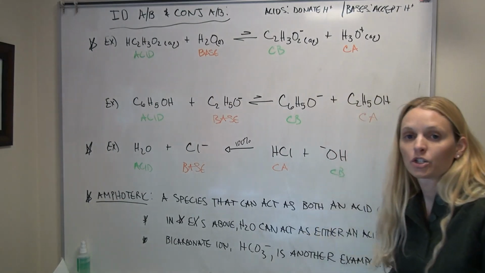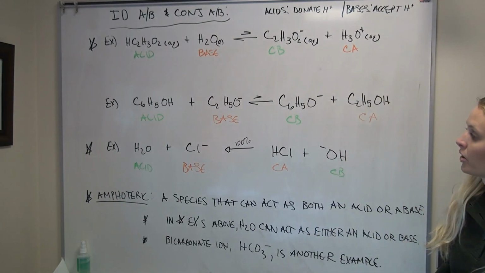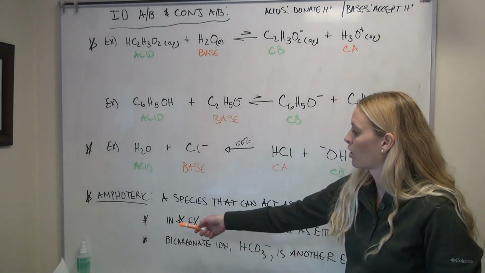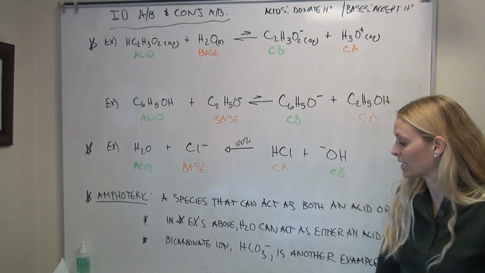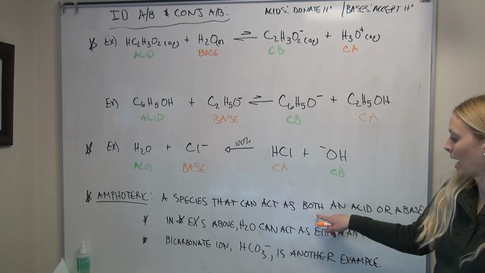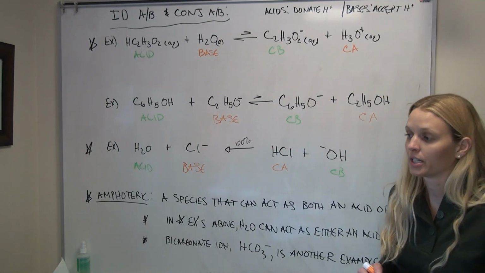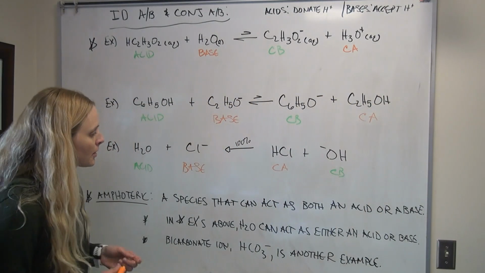Okay, so another thing that I just want to point out and talk about briefly here are some substances can behave as both acids and bases, and those are called amphoteric species. So there are species that can act as both an acid or a base. It depends on what the reaction is that they are reacting with.